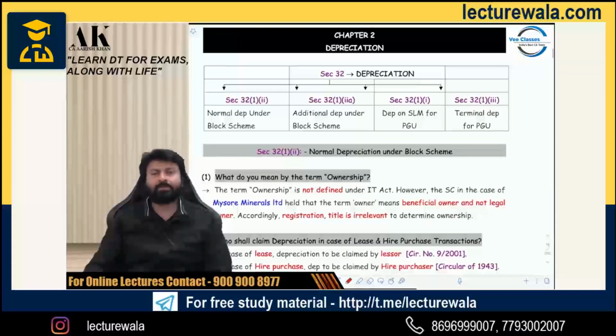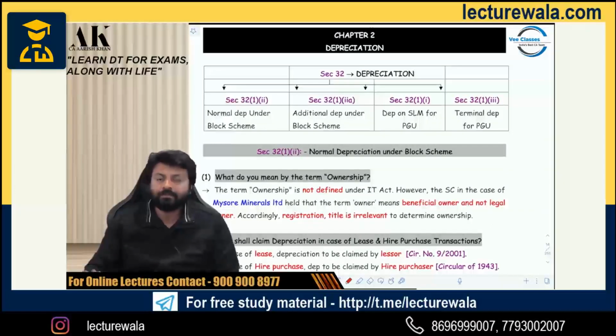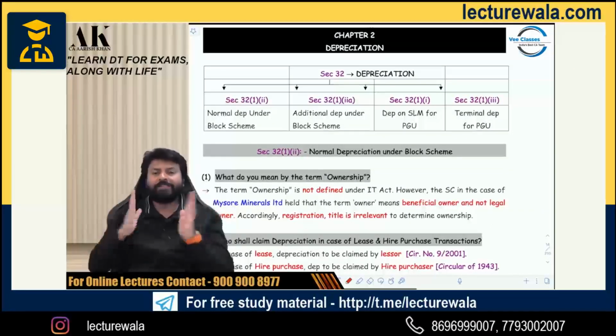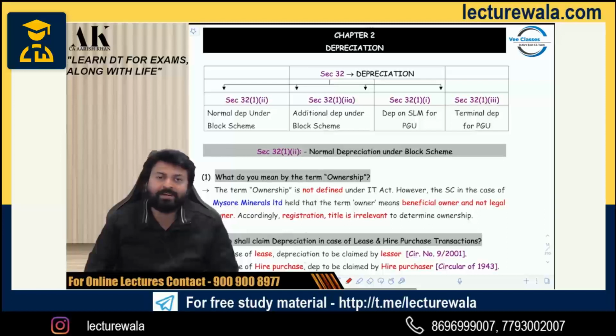Coming to the chapter of depreciation. The first deduction that we are starting in CA Final, direct tax fast track batch, is the discussion on depreciation. It's a long discussion. It's a big topic. It will take time for us to understand this entire chapter. So have patience. Please have patience.